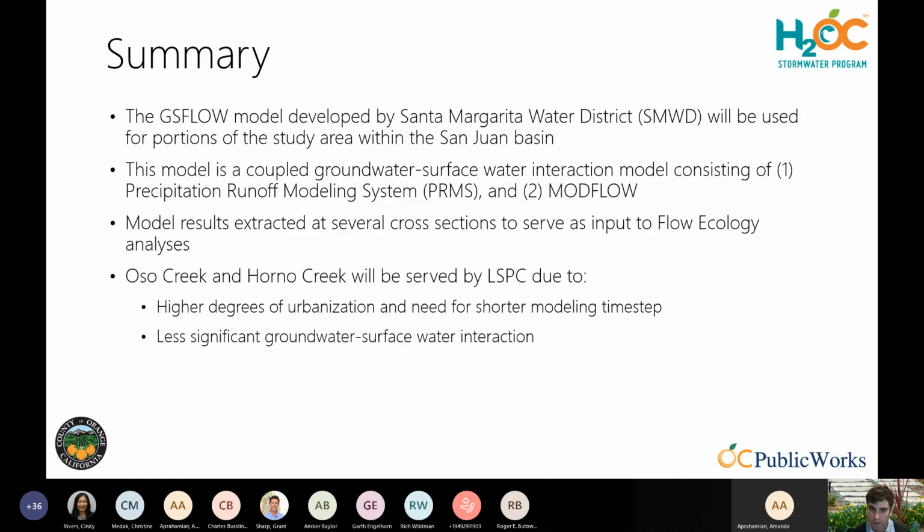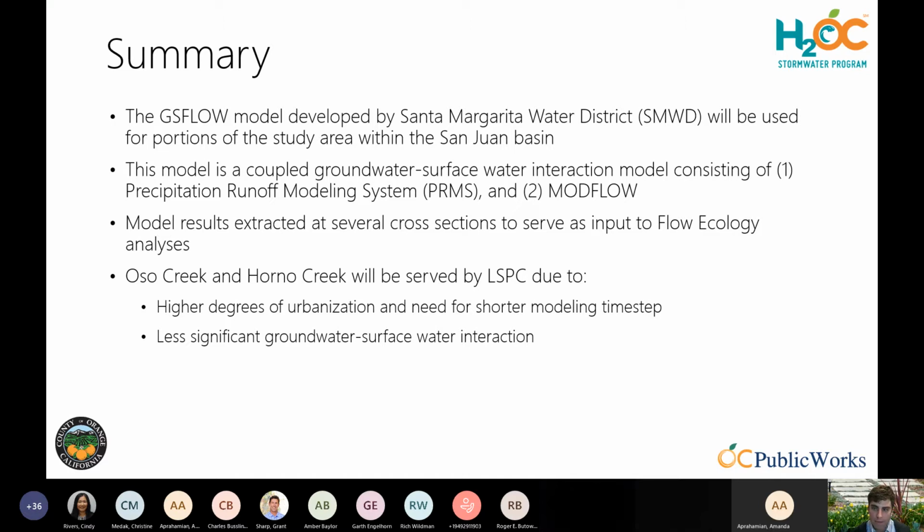With two exceptions, we have a few areas where these models overlap. And there's a couple exceptions where we're going to continue to use LSPC. One is Oso Creek because it is a highly urbanized watershed. PRMS and MODFLOW operate at a daily time step, which is going to miss some of the peak hydrology and more complicated drainage routing that happens in Oso Creek.